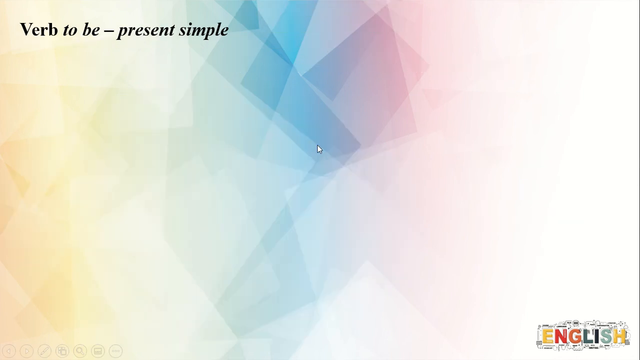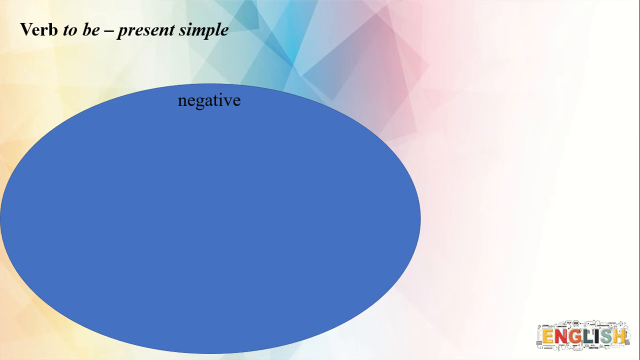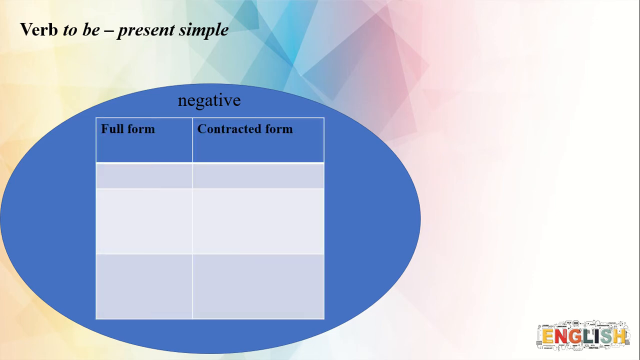Now, let's move to the negative. Remember, the negative is created by adding not. And we can have the full form or the contracted form. I am not. I'm not. You can have he is not. We're adding not to make it negative. She is not. It is not. They can be contracted.